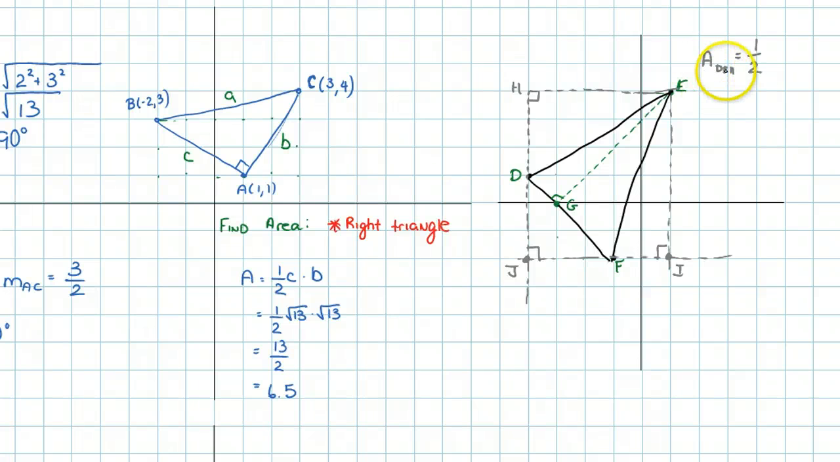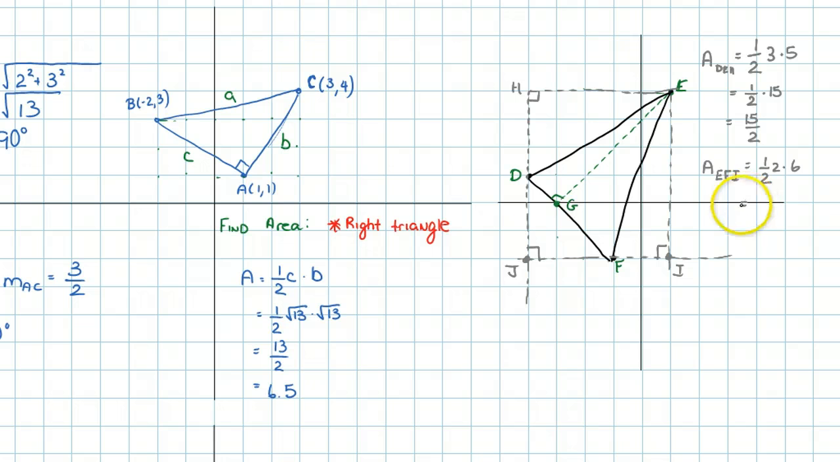So we have area of DEH is 1/2. Because this is a right triangle now, I can see the base is 3, so that's 3 times 5. So that's 1/2 times 15, which is 15 over 2. Now I can find the area of EIF, and that's going to be 1/2, and the base here is 2, and the height is 6.